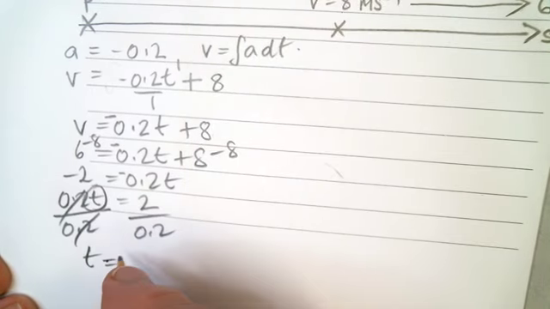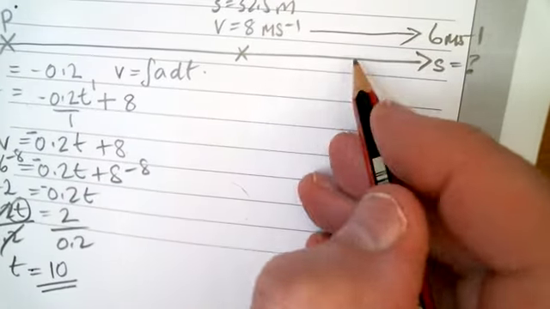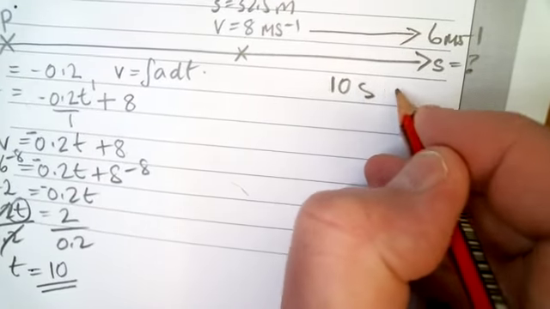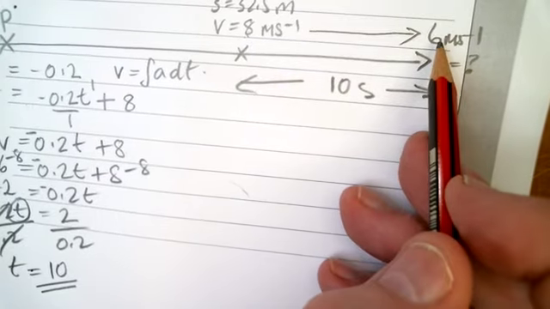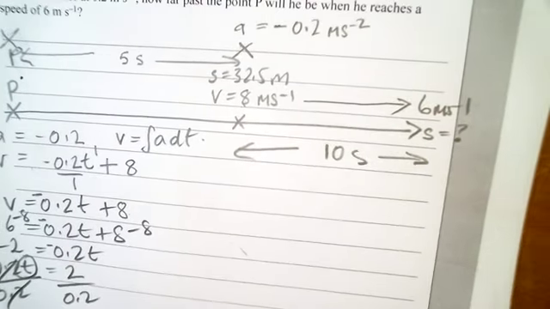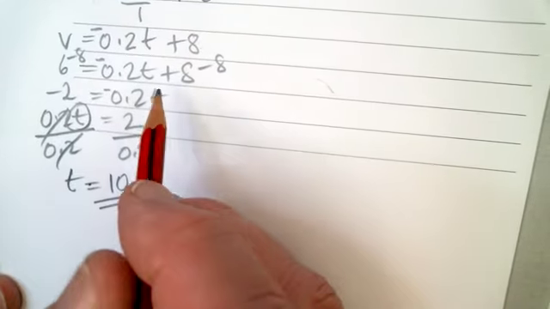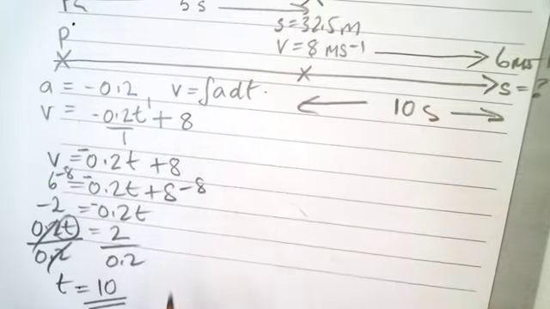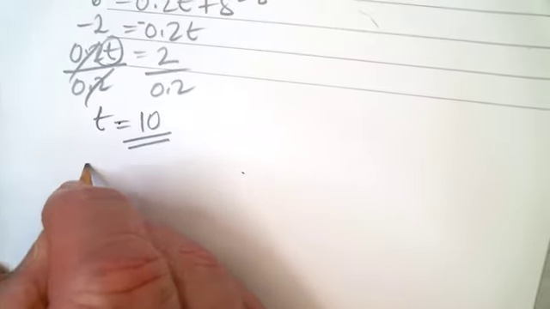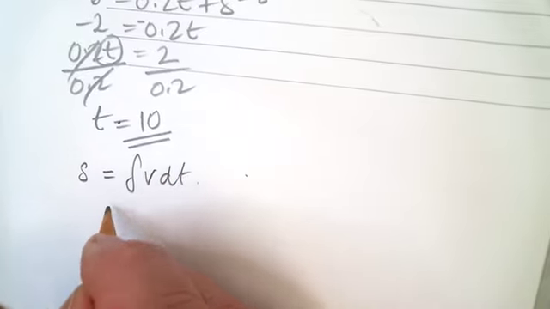There it is. The time it takes to get here is 10. There's a 10-second gap. It takes 10 seconds to go from 8 to 6 meters per second if they're decelerating at 0.2 meters per second squared. We said velocity was the integral of acceleration, so therefore the distance will be the integral of velocity with respect to time.